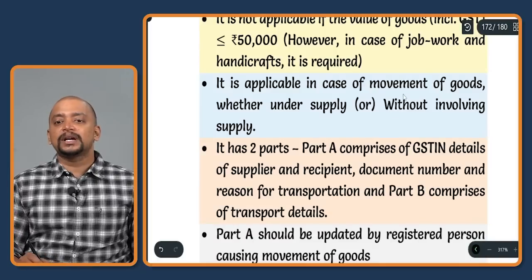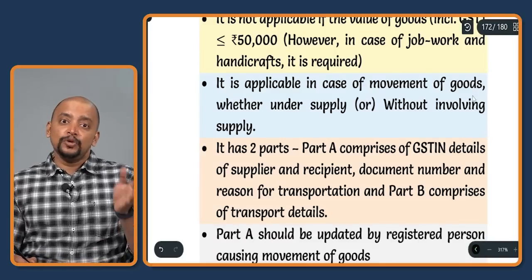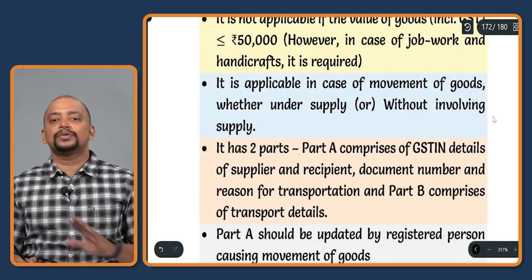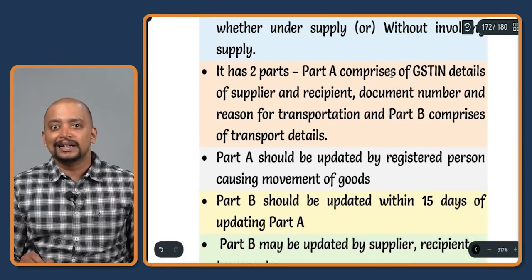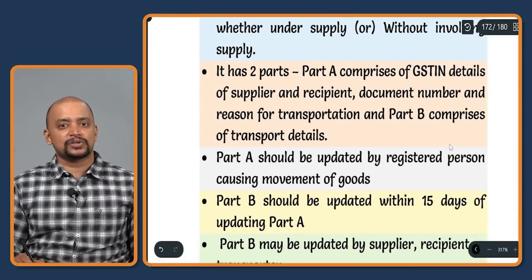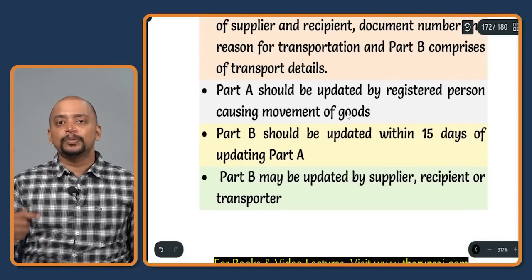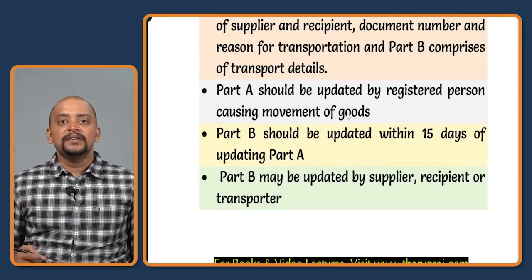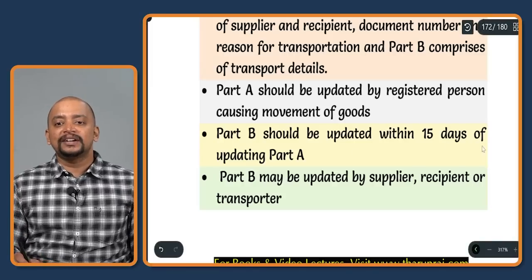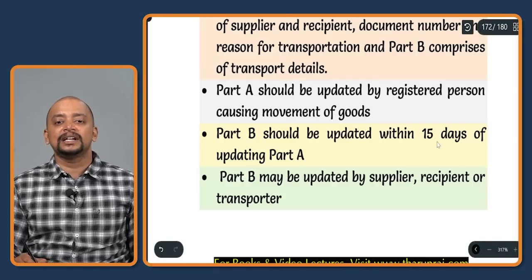And e-way bill is applicable in case of movement of goods. That movement of goods may be under supply or without involving supply. And in e-way bill, there will be 2 parts. Part A contains invoice details and Part B contains transportation details. Part A should be updated by the person who is causing movement of goods, registered person. Whereas Part B should be updated within 15 days from the date of updating Part A. That is, Part B contains vehicle details.